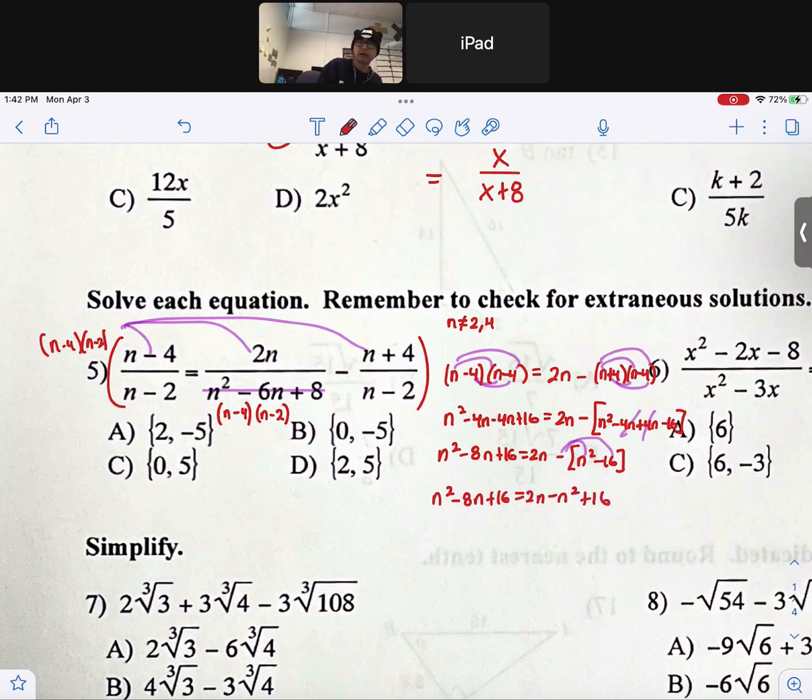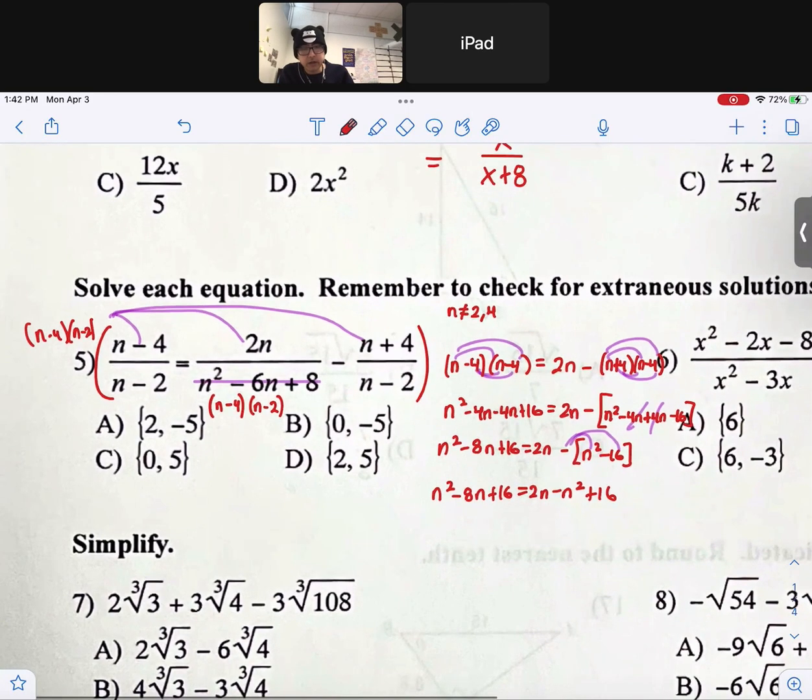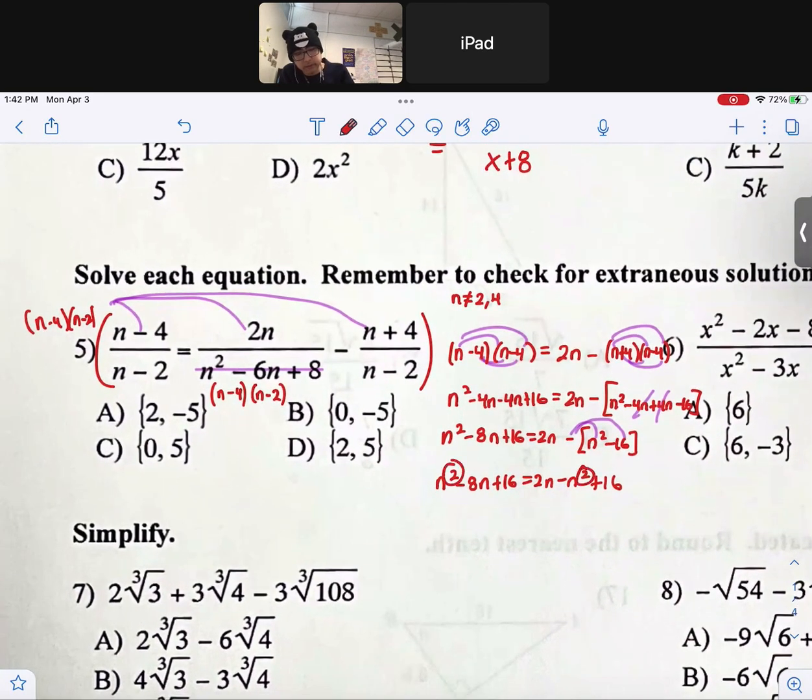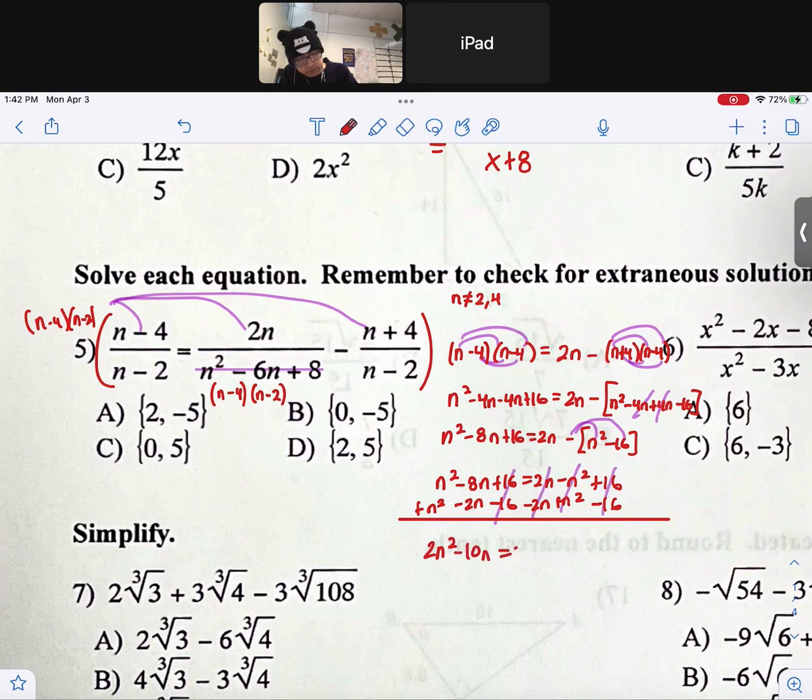And then to solve, because we have a power of 2 on both sides, we should probably set the whole equation equal to 0. So I'm going to add n squared over there, subtract 2n from there, and subtract 16 from there. Since all of these will cancel, all we have is 2n squared minus 10n equals 0, and now we factor. We can factor out a 2n. So n equals 0, and n equals 5.